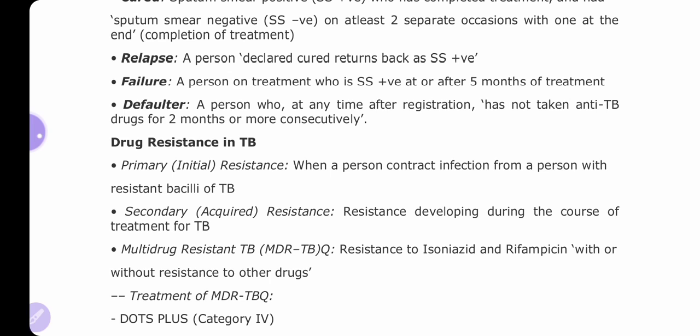Drug resistance TB, so primary resistance. So who will be called as a primary or initial resistance? When a person contracts infection from a person with resistant bacilli of TB. So primary resistance should be well understood: when a person contracts infection from a person with resistant bacilli of TB, then and only then he will be called as primary resistance.